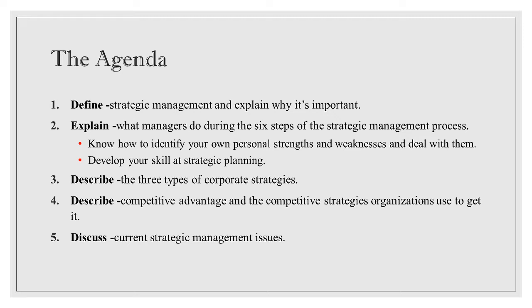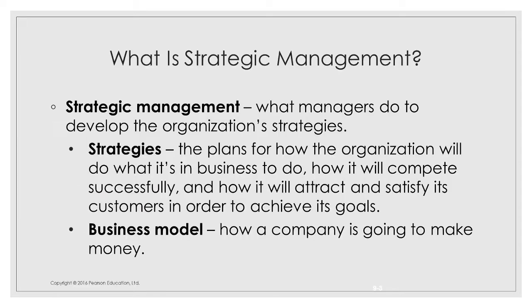All right, so on the agenda, first we will be defining what is strategic management and explain why it's important. Secondly, we're going to explain what managers do during the 6 steps of the strategic management process. So you will know how to identify your own personal strengths and weaknesses and deal with them. You will also develop your skills at strategic planning. Thirdly, describe the 3 types of corporate strategies. Fourth, we're going to describe competitive advantage and the competitive strategies organizations use to get it. And fifth, we're going to discuss current strategic management issues. Next slide, please.